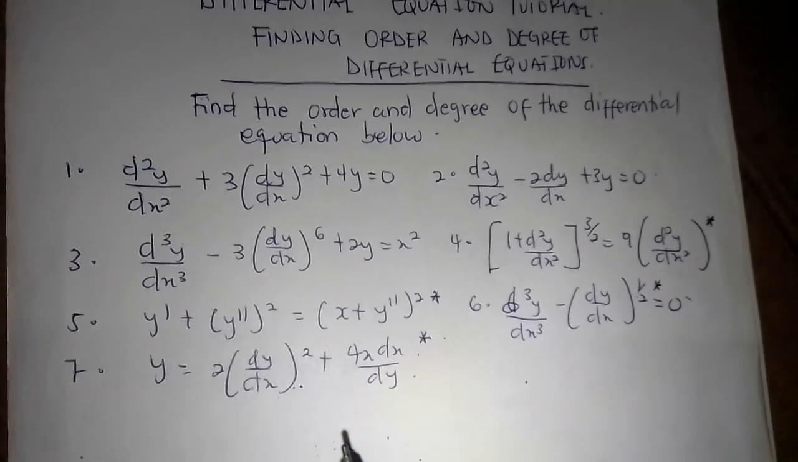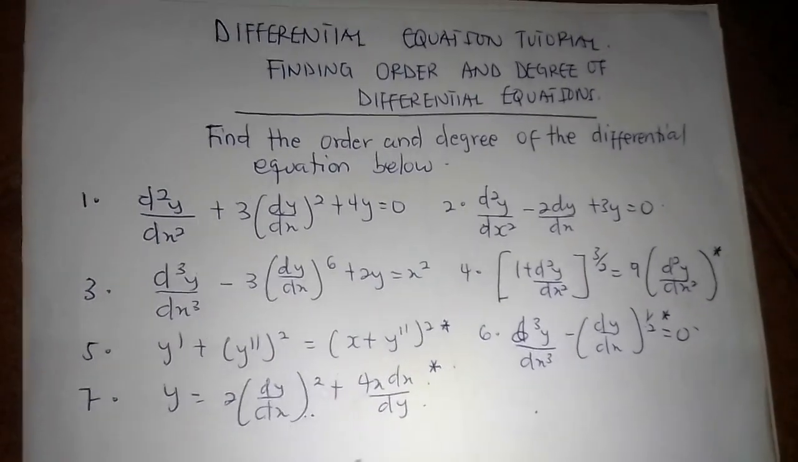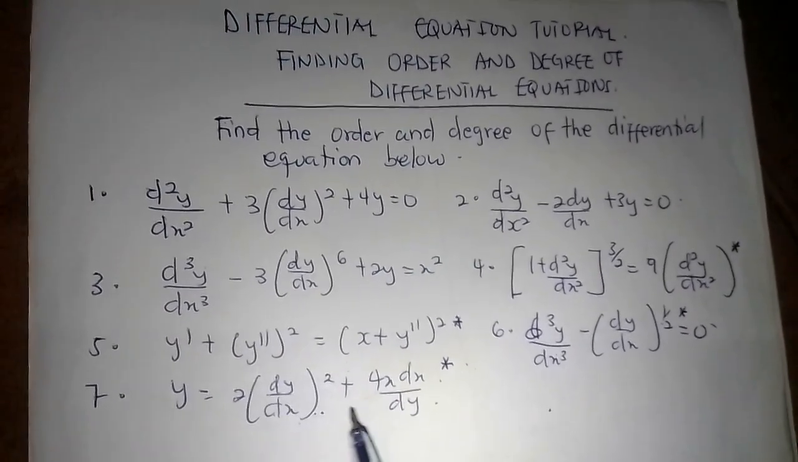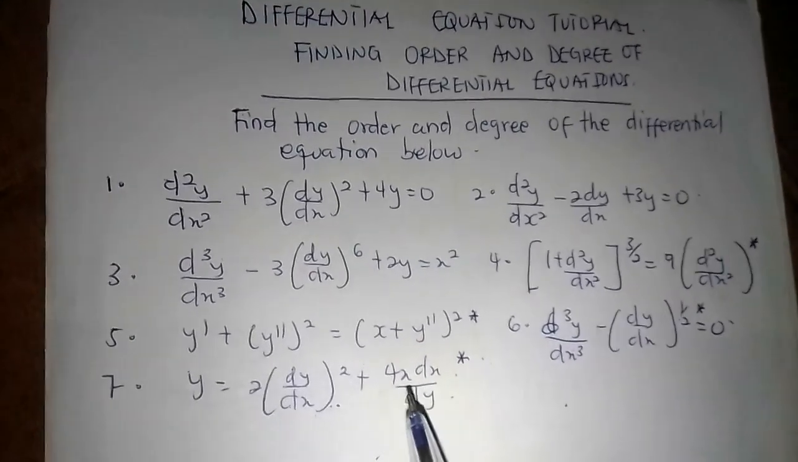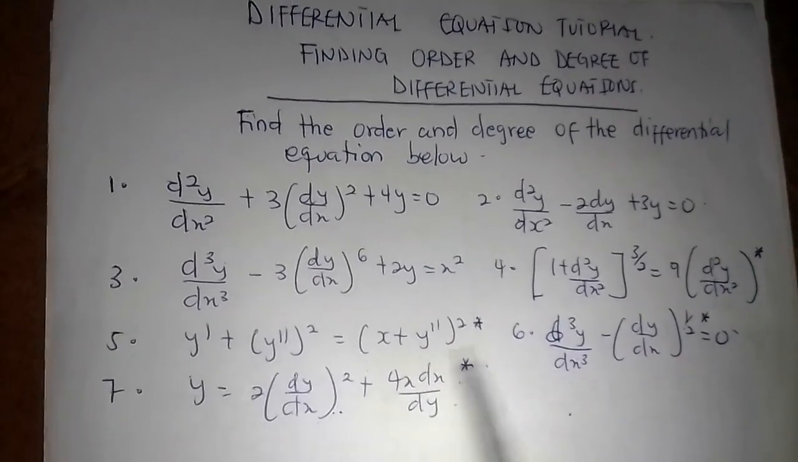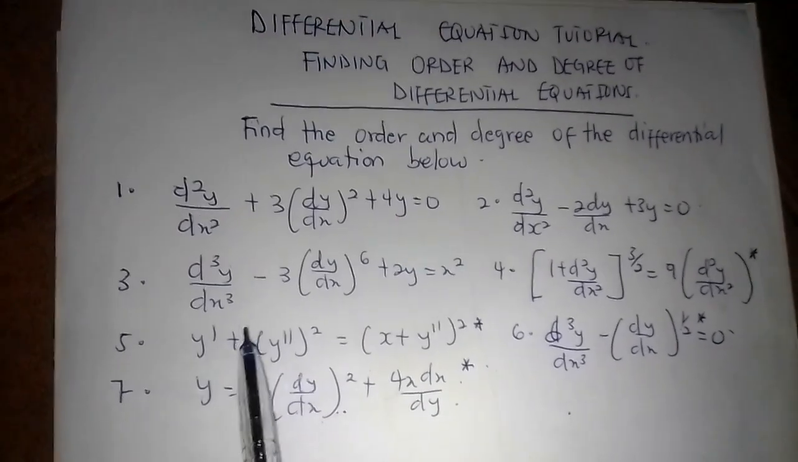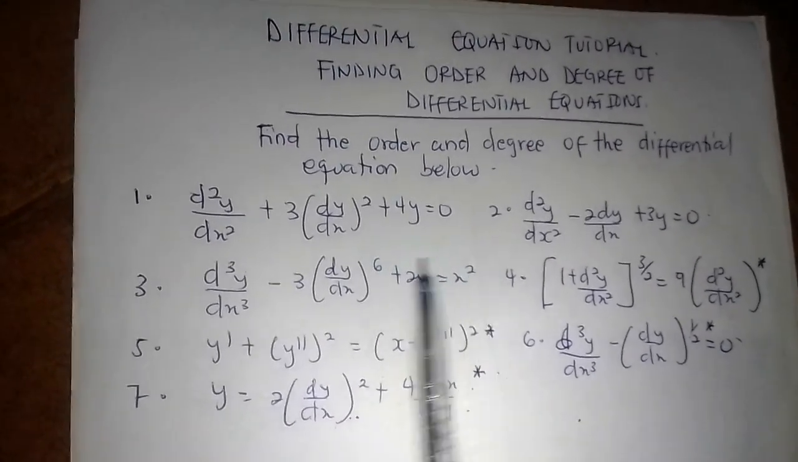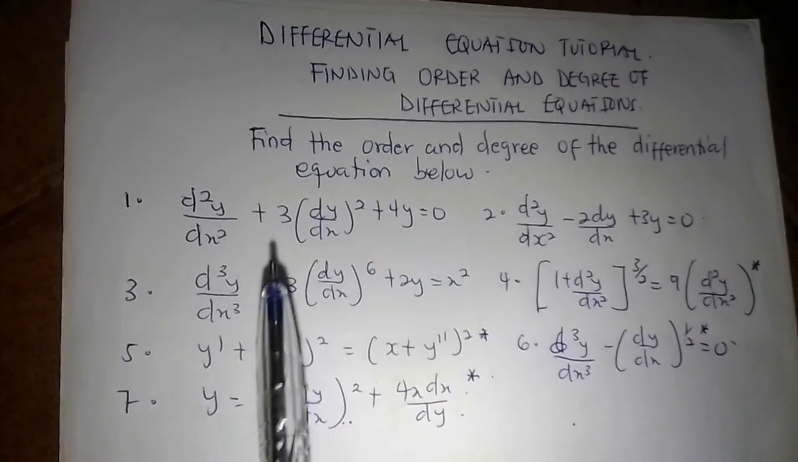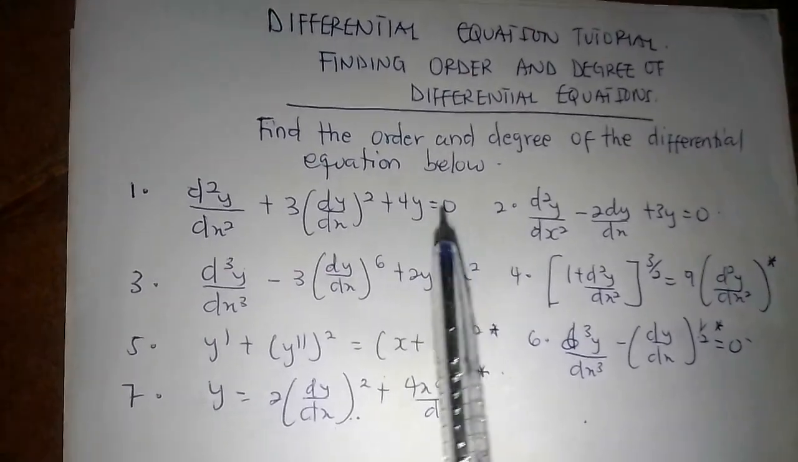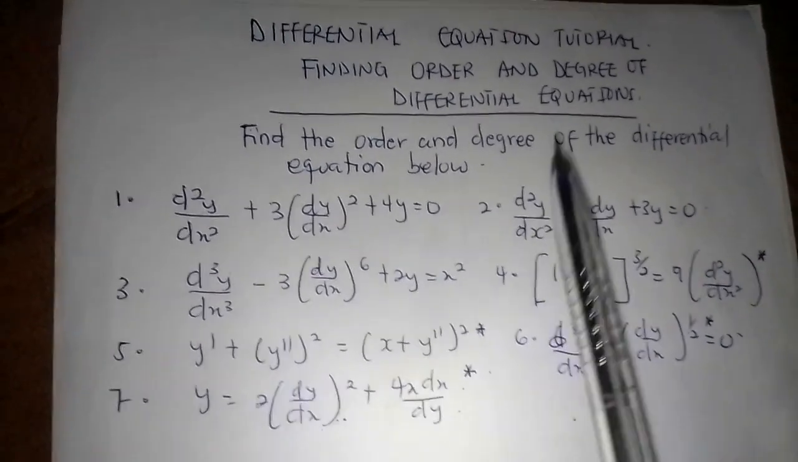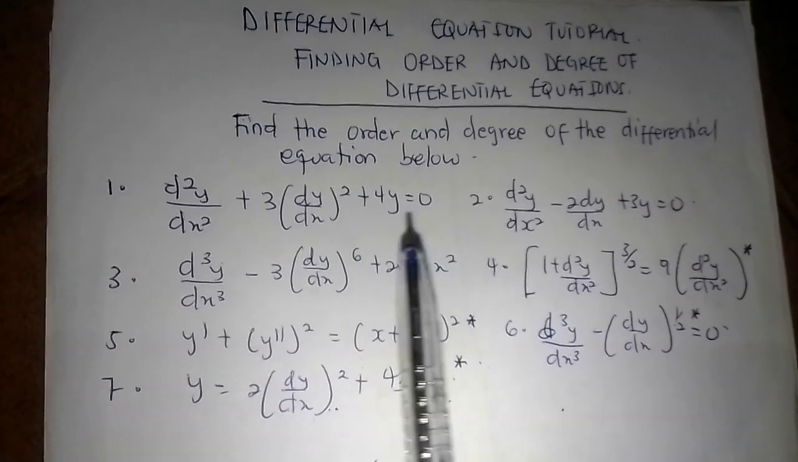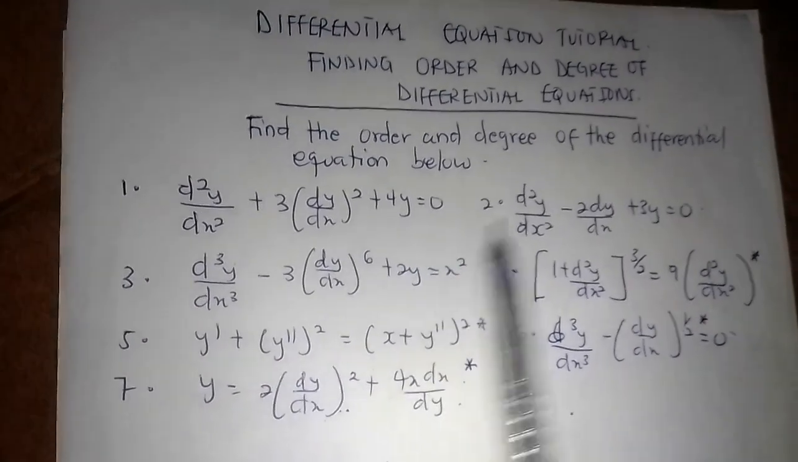So let's move straight to what you have today. So when you say order of a differential equation, it's simply the highest derivative that can be found in the equation. So if you have any differential equation, the highest derivative you can find is what we call the order of the derivative. Then when we say degree, degree is the power to which the highest derivative is raised.